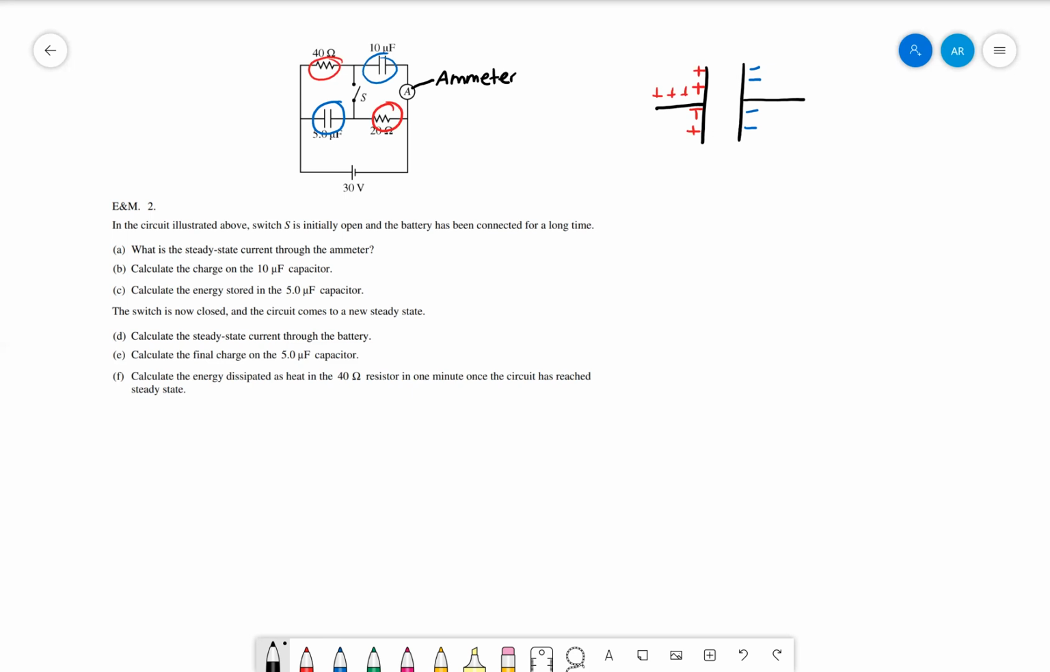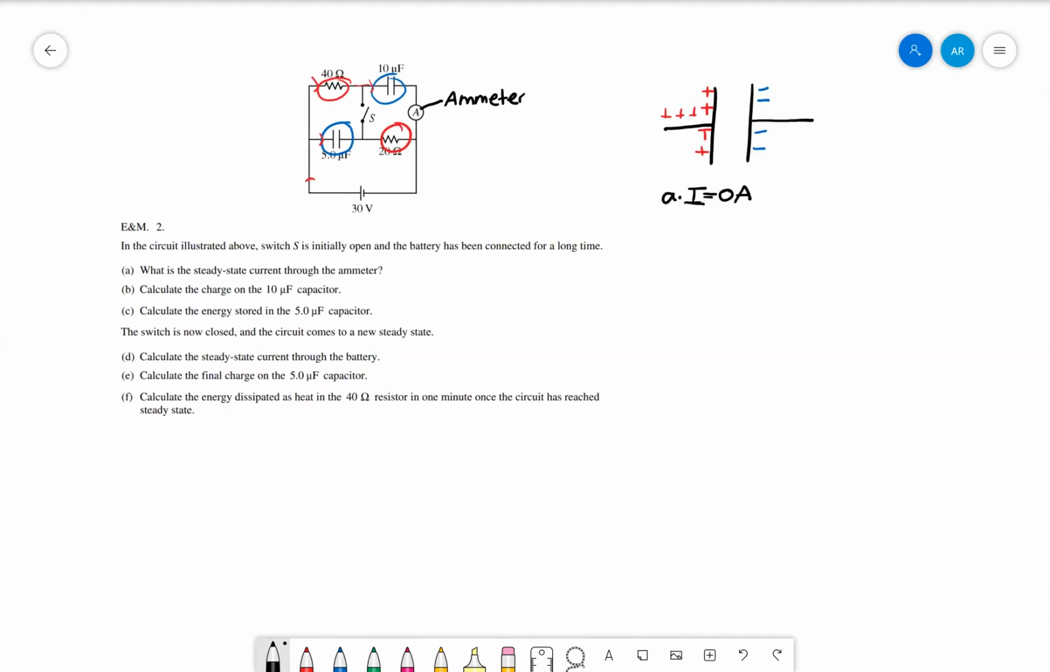It means that when you have current going through here, well, it can't cross over here because the capacitor is full, and it can't cross over here because over here the capacitor is full as well. So it turns out for part A, the steady state current through the ammeter will be 0 amps, 0 amperes. Okay, so that will be the current through the ammeter at the steady state.